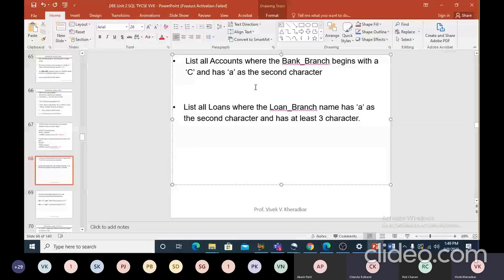Select branch name from branch. Is branch required? Branch name. See here, what is the output? Select all accounts where branch name begins... sorry. Which table is required? Yes, select account. Yes, account. Okay, so tell me the query.